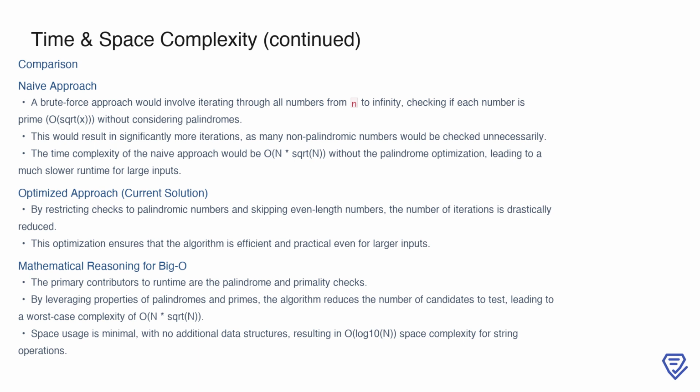The mathematical reasoning behind the big O complexity lies in the interplay of palindrome and primality checks. By leveraging the properties of palindromes and primes, the algorithm narrows down the candidates, achieving a worst-case time complexity of O(n * sqrt n). Meanwhile, the space usage remains minimal, with a complexity of O(log10 n), thanks to the absence of additional data structures. Together, these optimizations make the solution both time and space efficient.